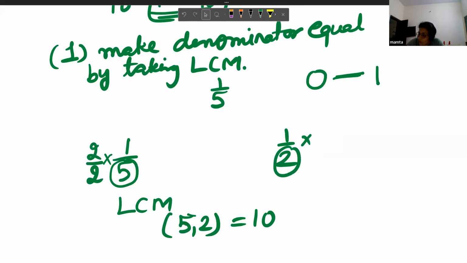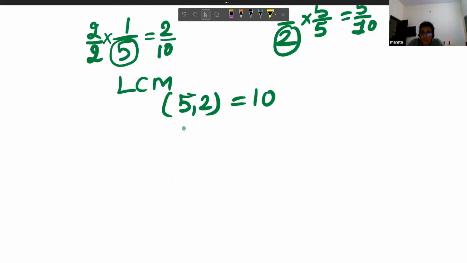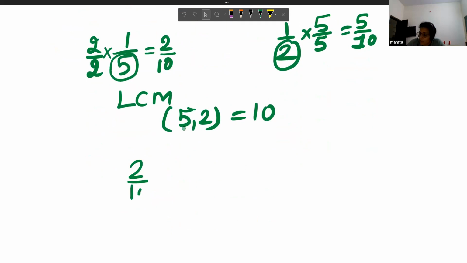How will you make this 10? By multiplying 5 on both sides. Okay. So this number has changed to 2 by 10, and this number has changed to 5 by 10. Okay. So now between 2 by 10 and 5 by 10, the denominator is the same. Just change the numerator.